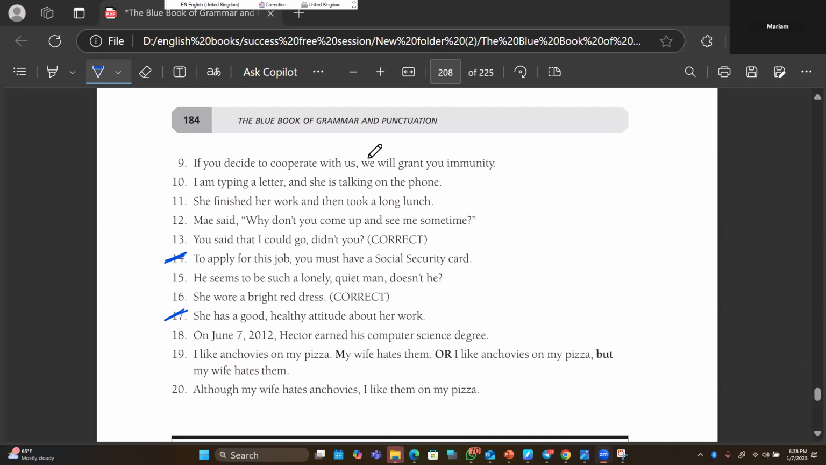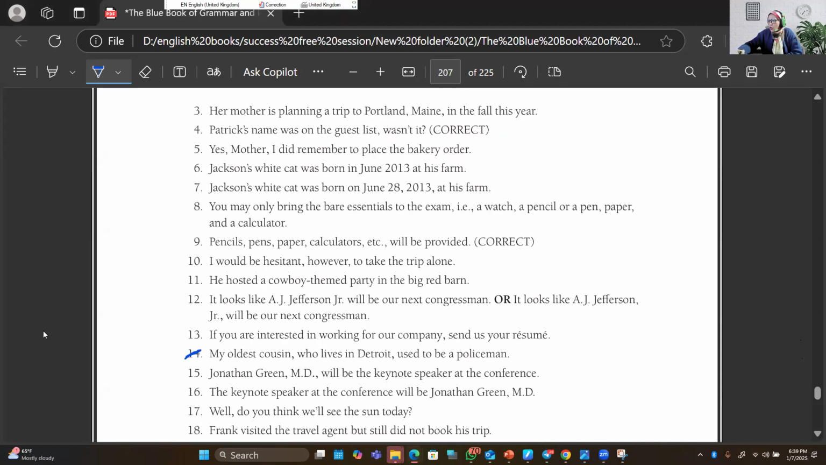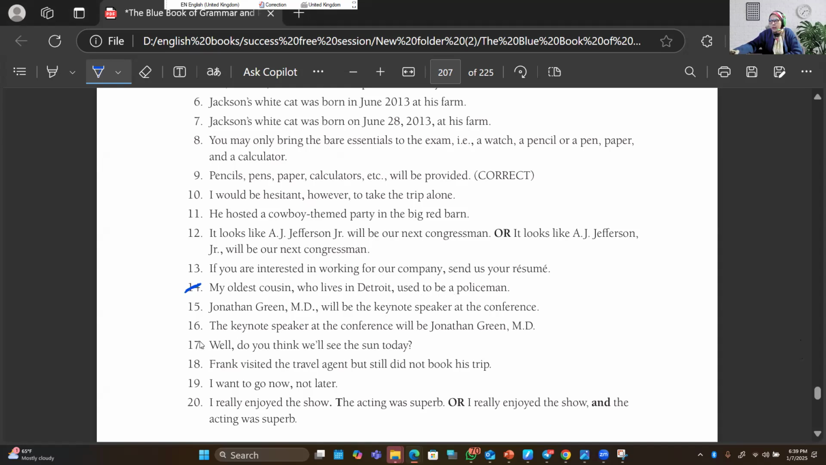Okay, so number 14: "To apply for this job, you must have a social security card." Not this one, I'm sorry. We're here. Number 14, this one, right? "My oldest cousin, who used to be a policeman..." This is a part of a sentence that can be omitted without the meaning of the sentence being changed. For example, if I said, "My oldest cousin used to be a policeman," it's a full sentence and I get it. Nothing changed in the meaning. So in this case, I have to use a comma before and after. Any more questions regarding number 14?